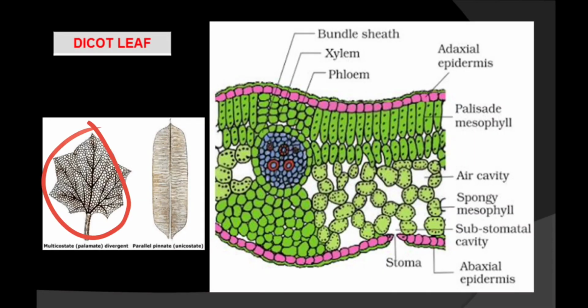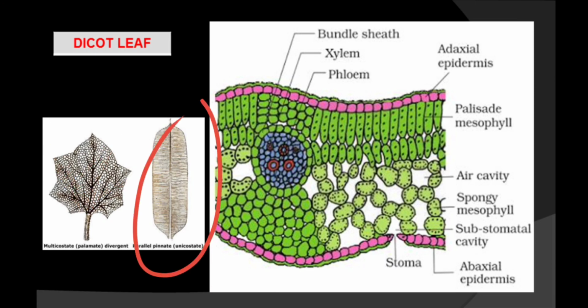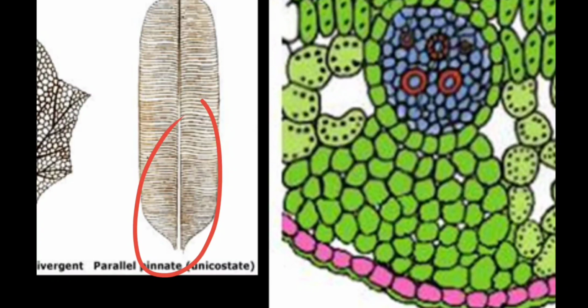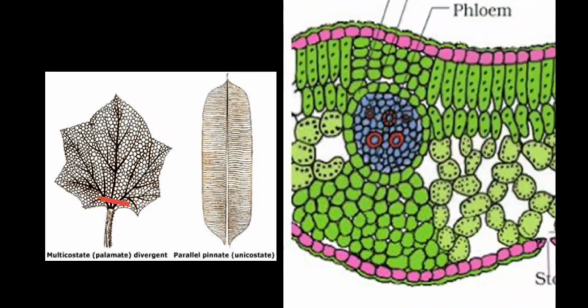So this one is the dicot leaf and this one is the monocot leaf. Now how will you come to know about it? The main difference is that the dicot leaf has a reticulate venation, meaning a network-like venation is there, but in the monocot leaf you will see a parallel venation. The veins are arranged in parallel.